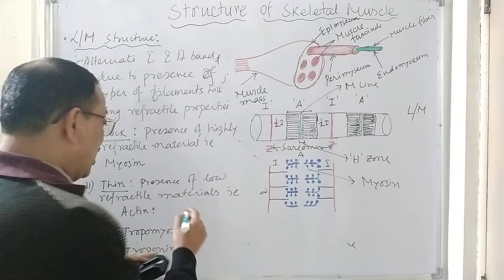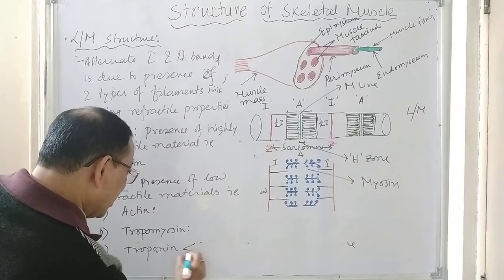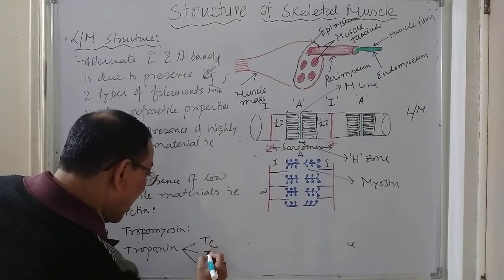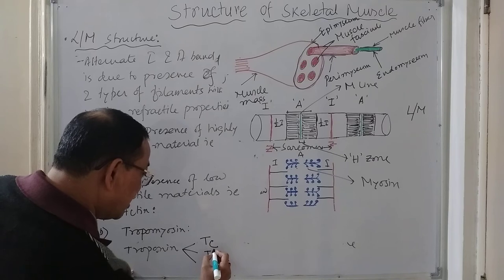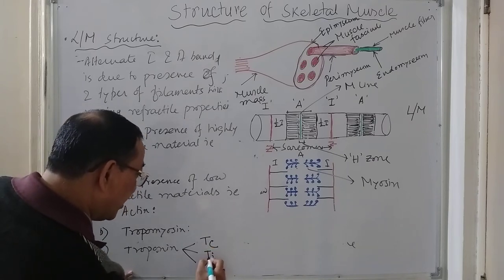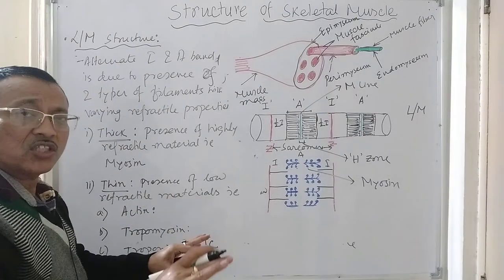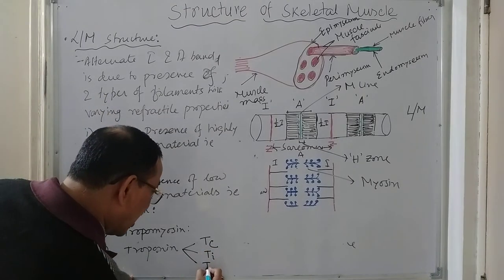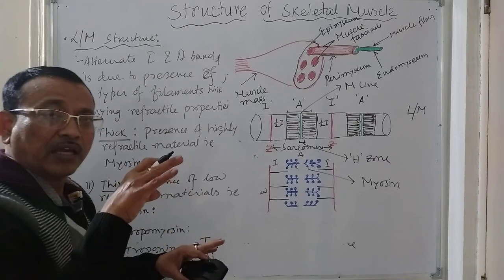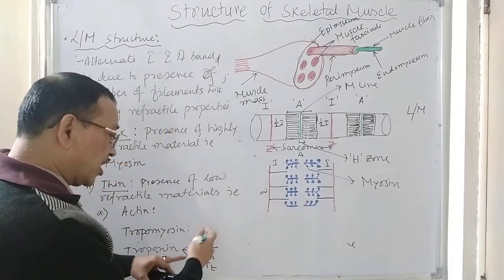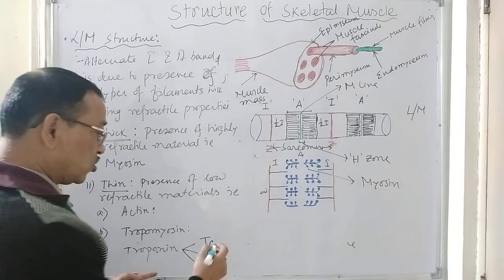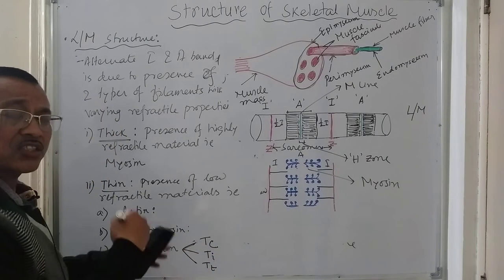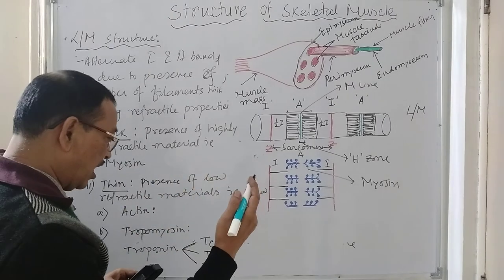Now this troponin in turn is comprised of three components. One component is troponin C that binds the calcium ion. Another is troponin I, which blocks or covers the actin-myosin binding site. And third one is troponin T that helps the binding of the other troponin molecules with the tropomyosin molecules. So troponin has three components: troponin C, troponin I, troponin T. Details of these things I will discuss again in other videos.